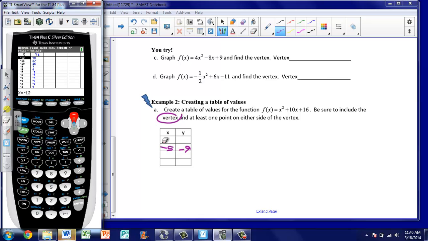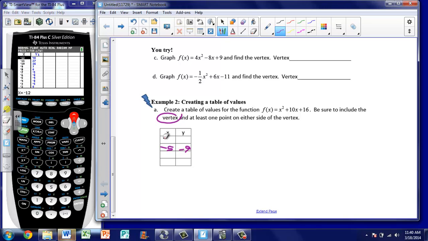Those are both points. So let's do this. So let's do negative 4, negative 8, and negative 6, negative 8. So now I have the vertex and at least 1 point on either side of it. So if I were to graph this, I could plot the vertex, plot these 2 points, and I'd have a general idea as to the shape of my graph. And like I said, we've looked at tables already, so this is just a little bit of a refresher. There's one of those for you to do tomorrow in class.